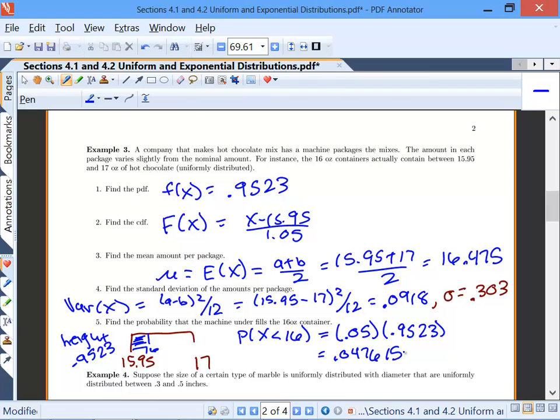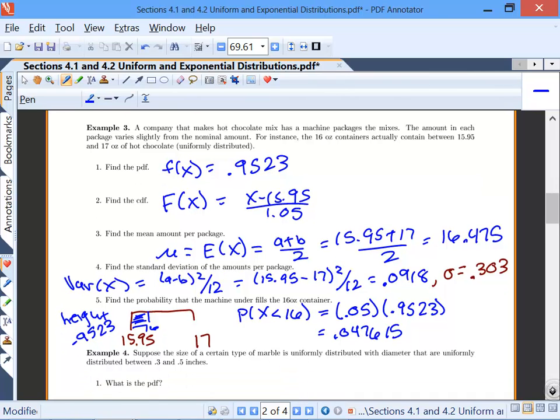So 0.0476. Could you have just used the CDF on this problem? So you could have just plugged 16 into the CDF and you would have gotten the same thing. But I think it's kind of fun to just treat it like a rectangle.